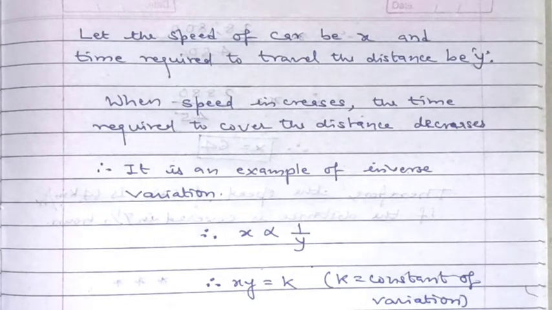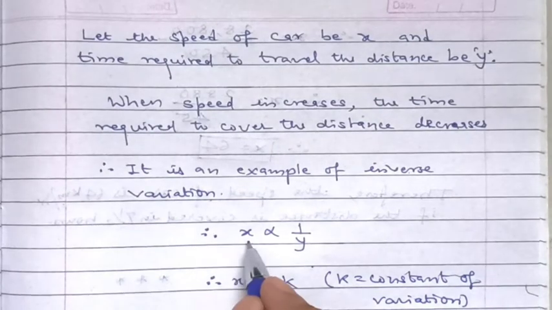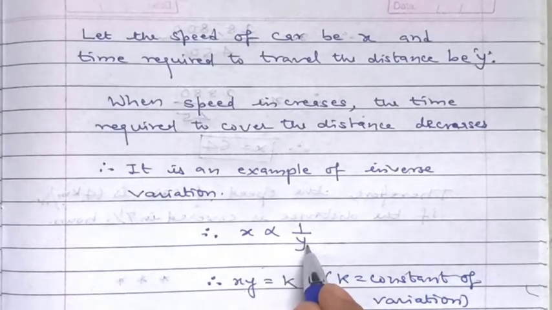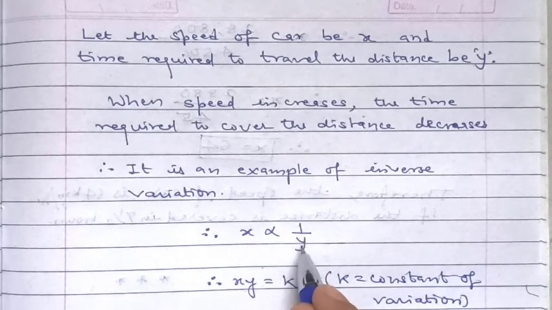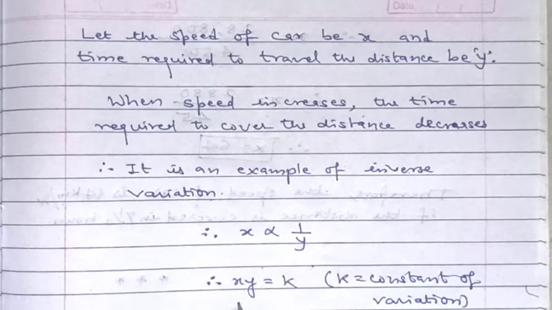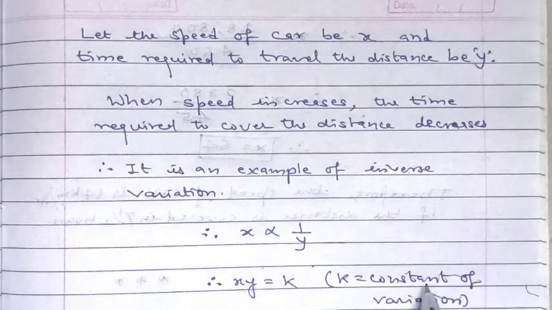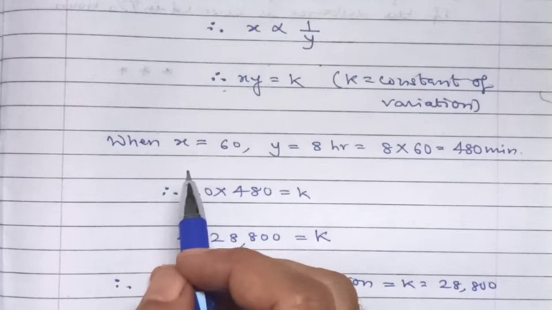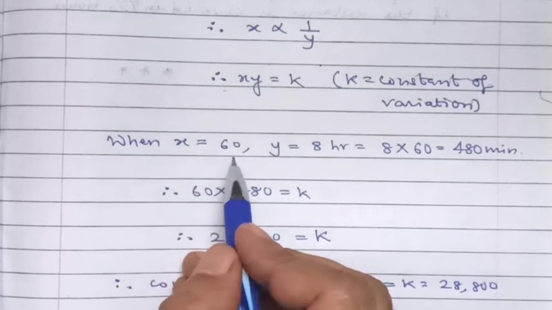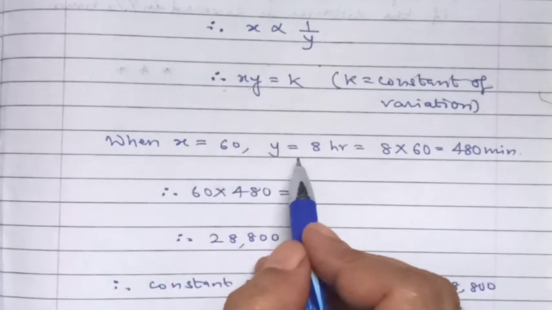We are doing practice set 7.3. Therefore x is inversely proportional to y. That is, x is proportional to 1 upon y. Now in inverse variation, the product of these two quantities will be constant. Therefore x into y is equal to k, where k is the constant of variation. It's given that the car with the speed 60 km per hour, that means when x is equal to 60, takes 8 hours to travel that distance. Therefore y is equal to 8 hours.